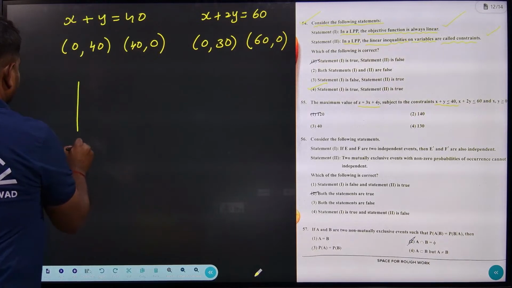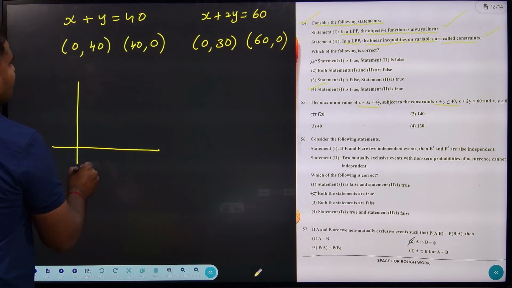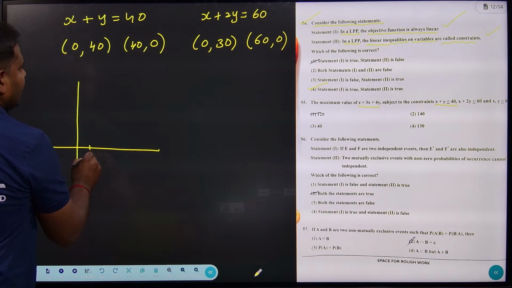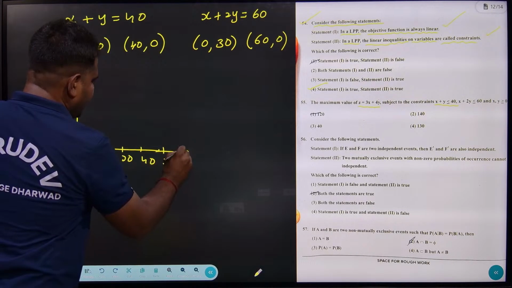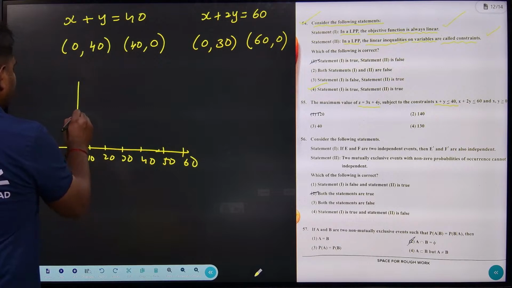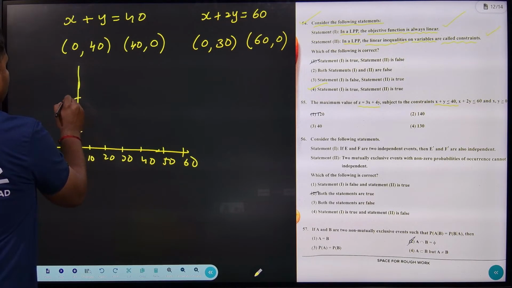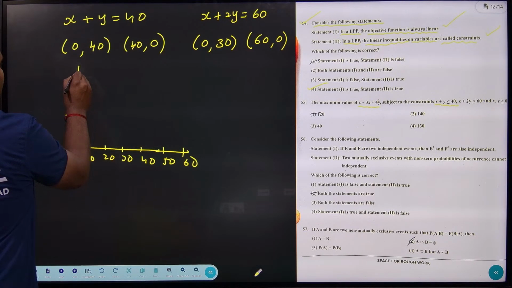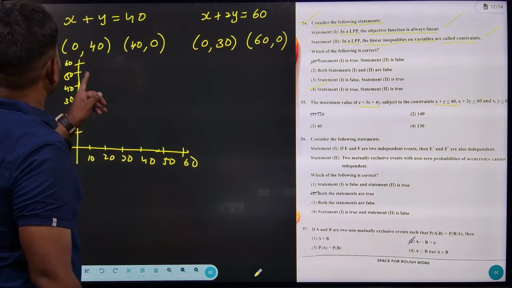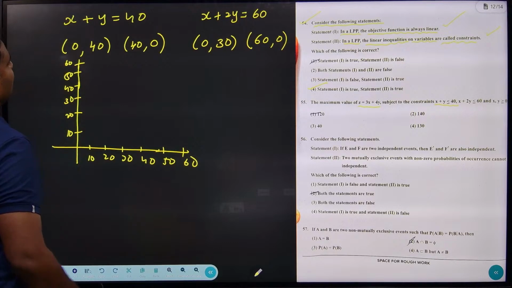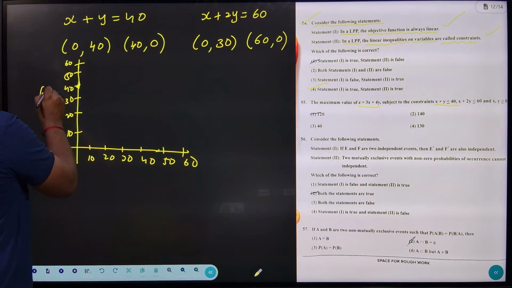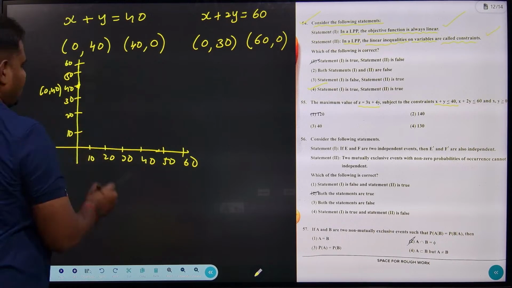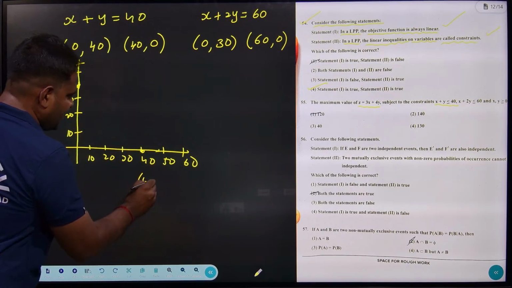Now if I draw the graph, observe here: on one axis 10, 20, 30, 40, 50 and 60, and on the other axis also 10, 20, 30, 40, 50, 60. Now, 0 comma 40: x coordinate 0, y coordinate 40. Here we have 0 comma 40. And next we have 40 comma 0.